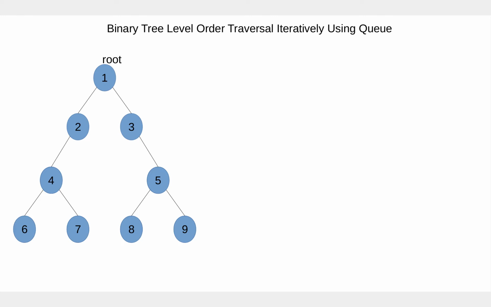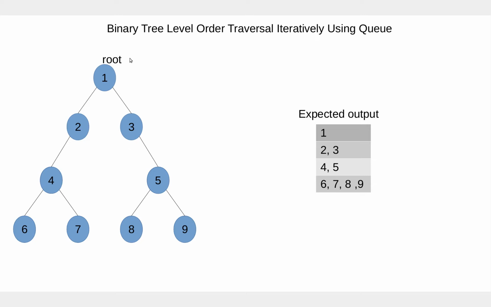Level order traversal is a breadth first search traversal, which means we visit all the nodes in the current level before we move on to the next level. The level order traversal for this tree here would look like this.